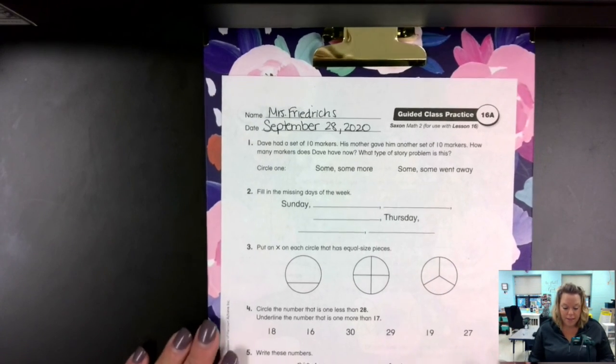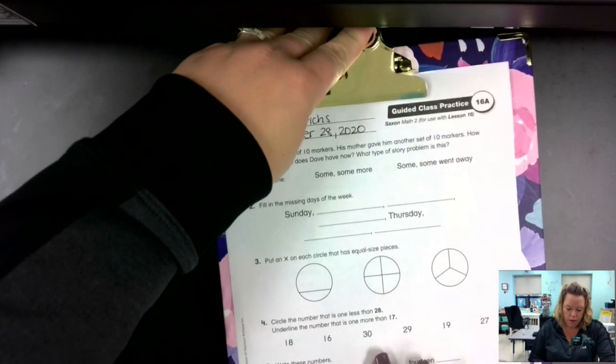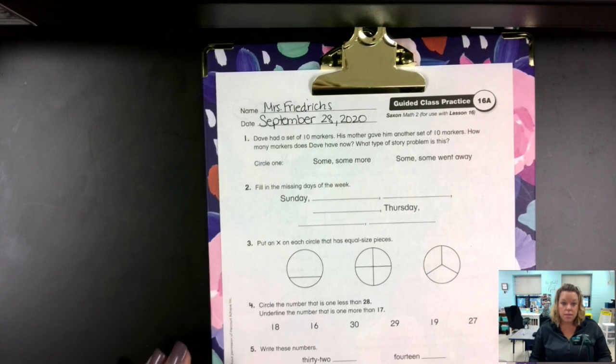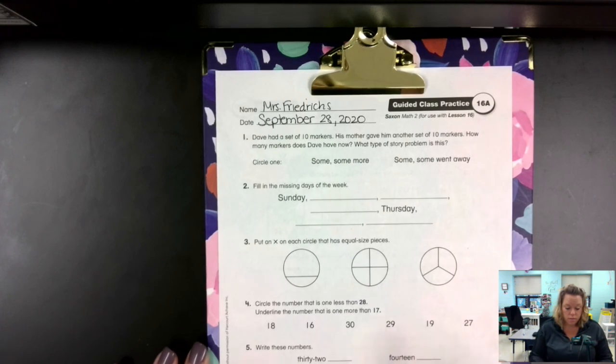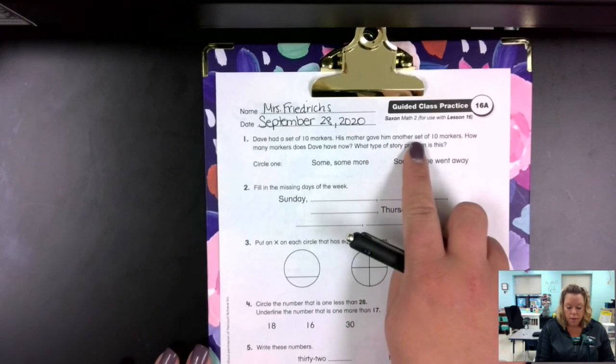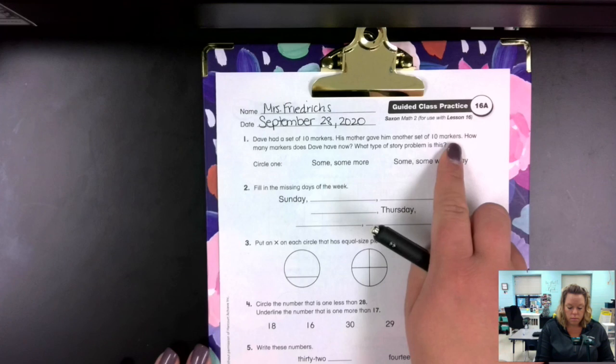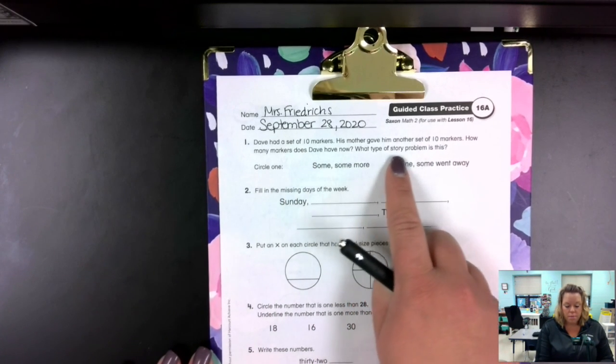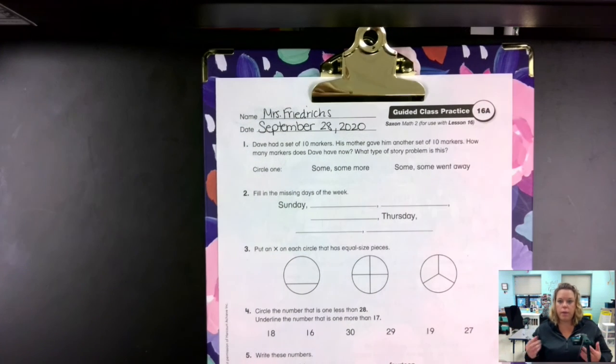All right, we're gonna go ahead and get started. I'm gonna clip this up so that I don't have it sliding all over the place. All right, if you need to use your math folder for anything, you are welcome to do that. Don't be afraid to use that. Number 1, it says, Dave had a set of markers. His mother gave him another set of 10 markers. How many markers does Dave have now? What type of story problem is this? Okay, we read it through once. Now we know what it wants.